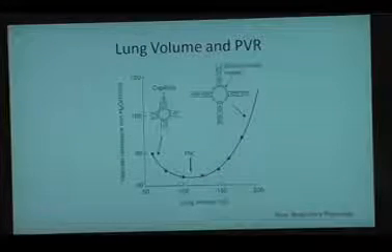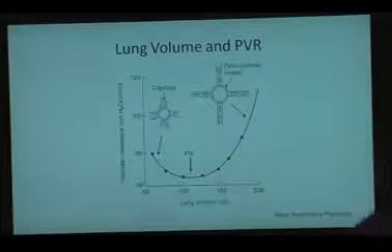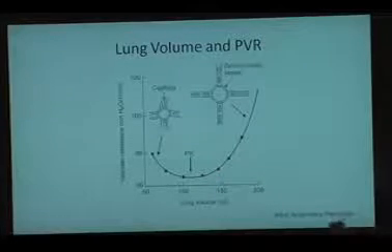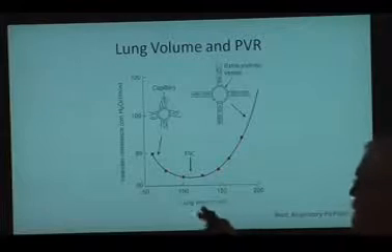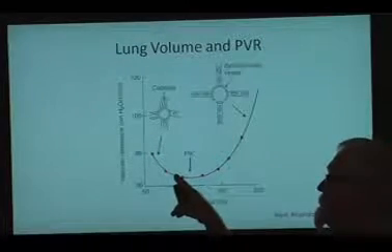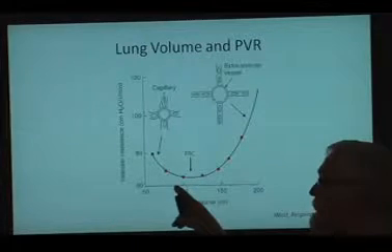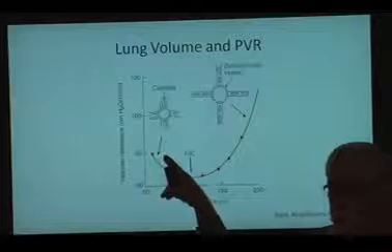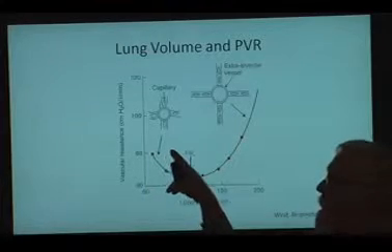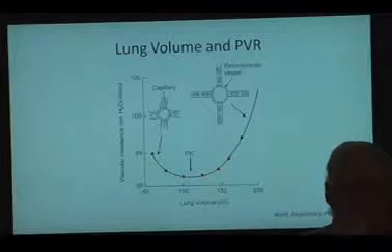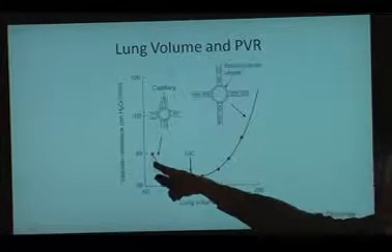So what implications might this have for our patient on the ventilator, say our patient with ARDS? What does ARDS do to lung volume? It reduces lung volume, so it shifts us down here. And what does that do to pulmonary vascular resistance? Lung volume goes down, pulmonary vascular resistance goes up. When the pulmonary vascular resistance goes up, the patient is more hemodynamically unstable.